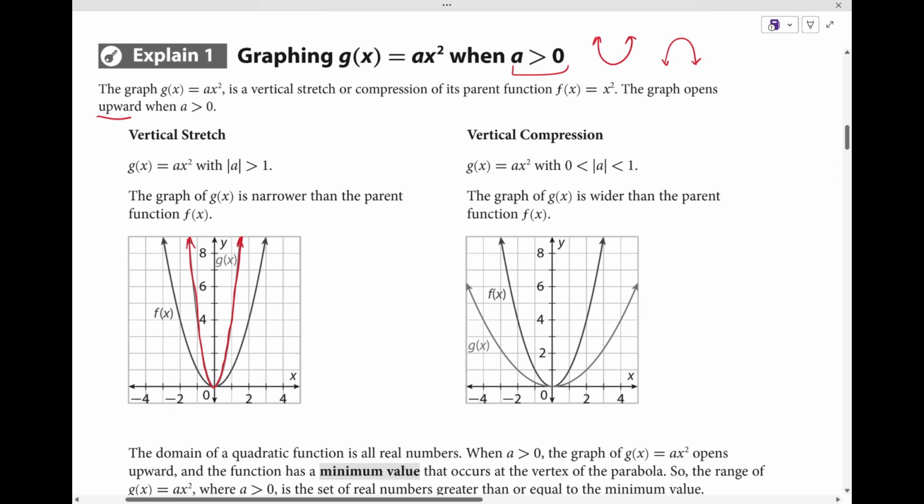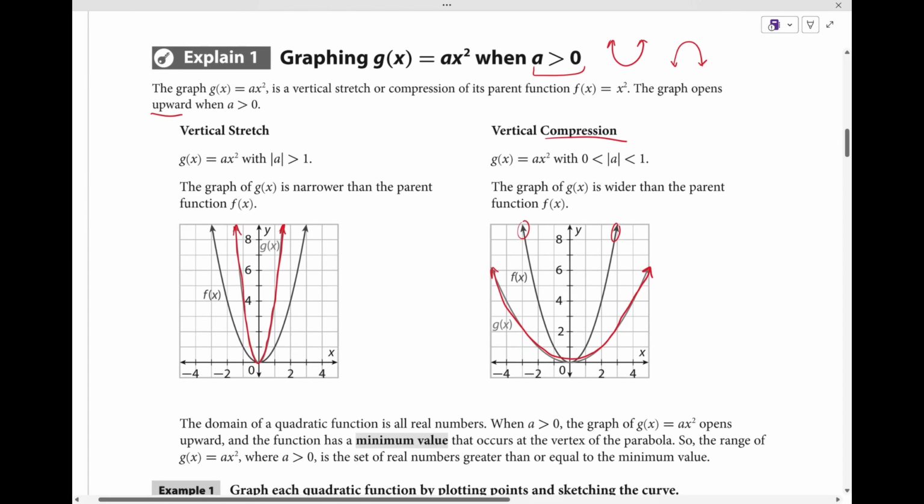When a is between 0 and 1, it's going to flatten out like this. And we call this a vertical compression, because it's kind of like if I take this parabola and push it down, then it's going to compress into that one. So vertical stretch, vertical compression, you got to know those terms.